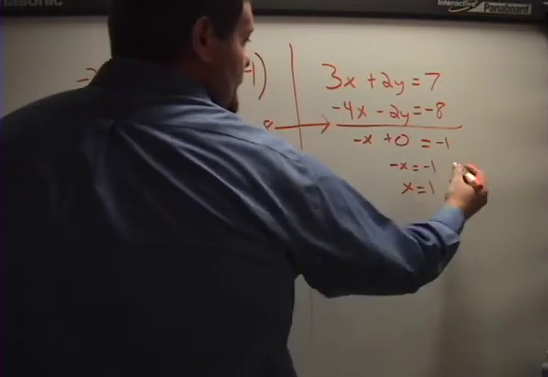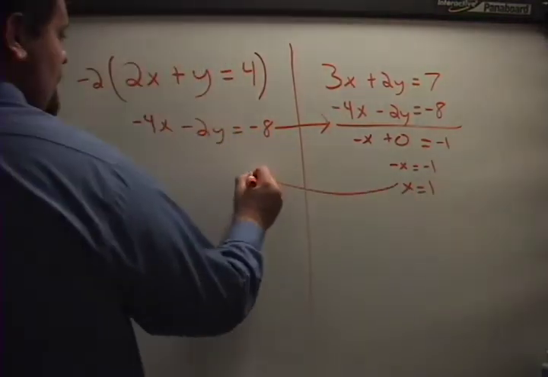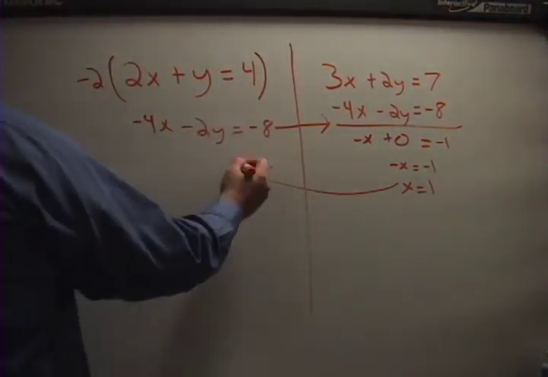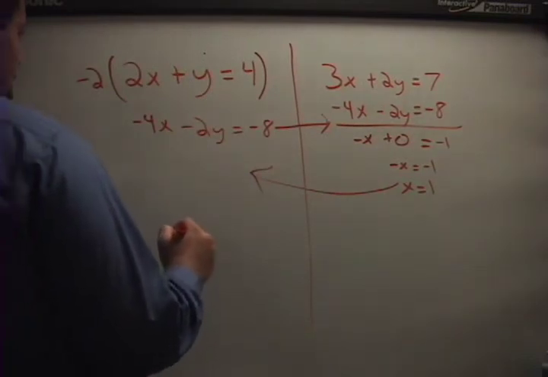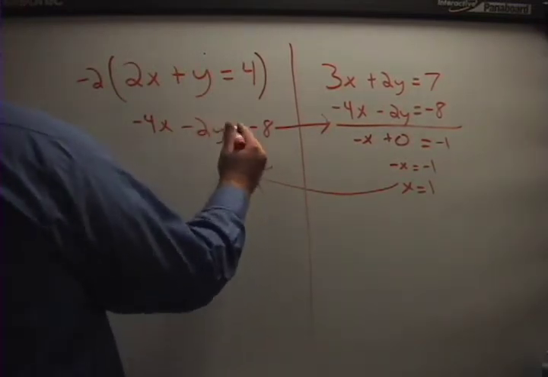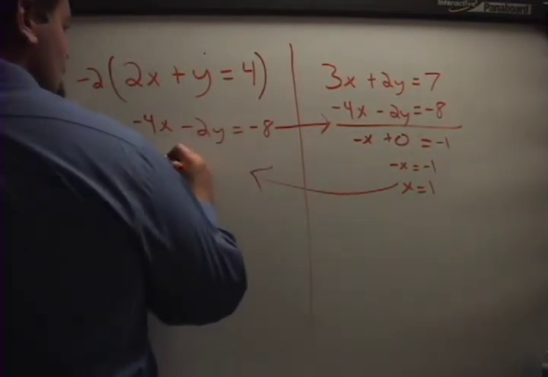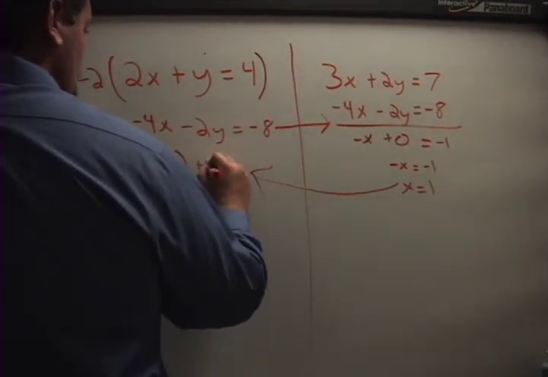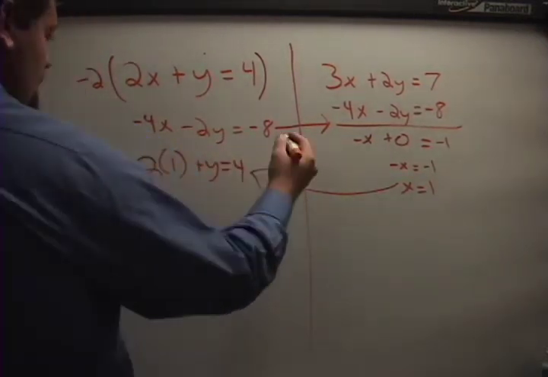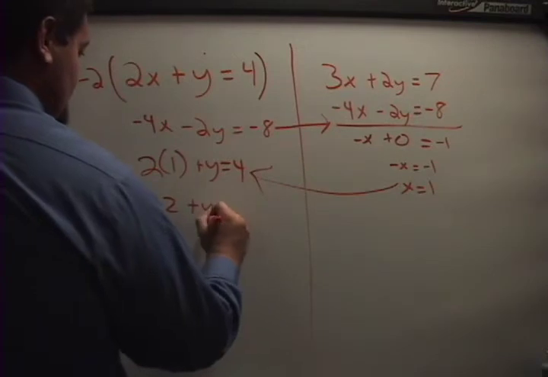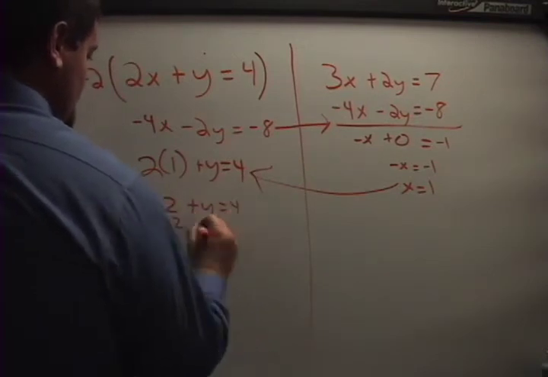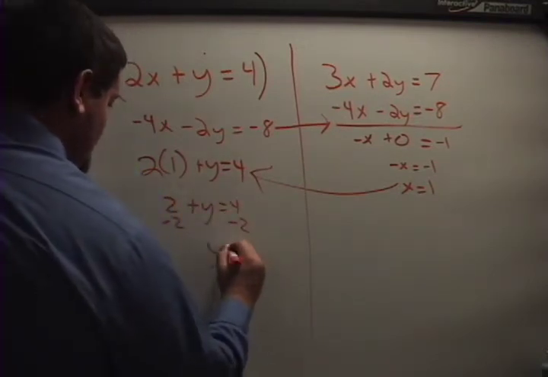is equal to 1. So now we take this 1, bring it back over here, and we plug it into the original equation. Make sure it's the original equation and not this thing. So we do 2 times 1 plus y is equal to 4. And we get 2 plus y is equal to 4. Subtract the 2, and we get y is equal to 2.